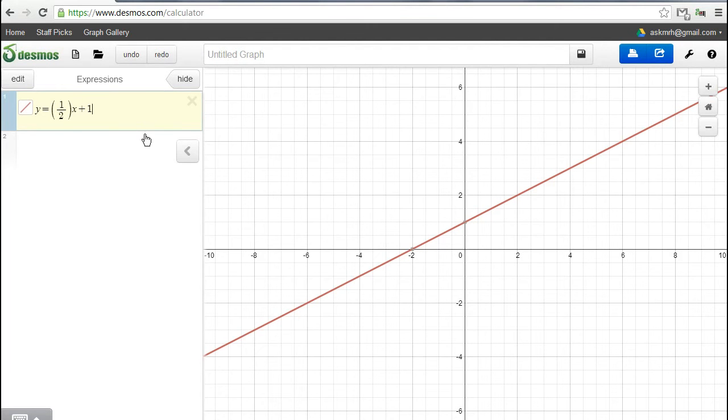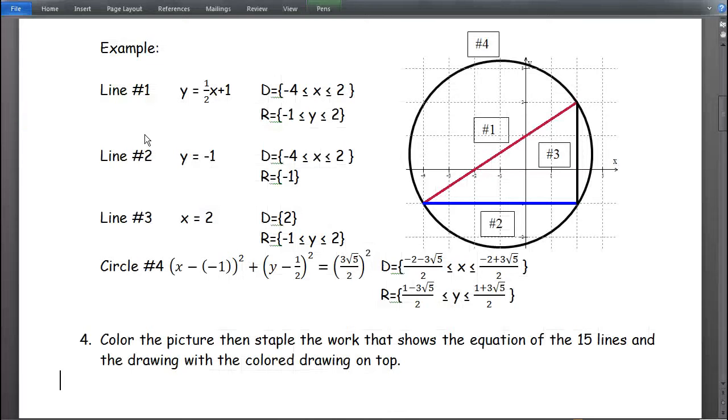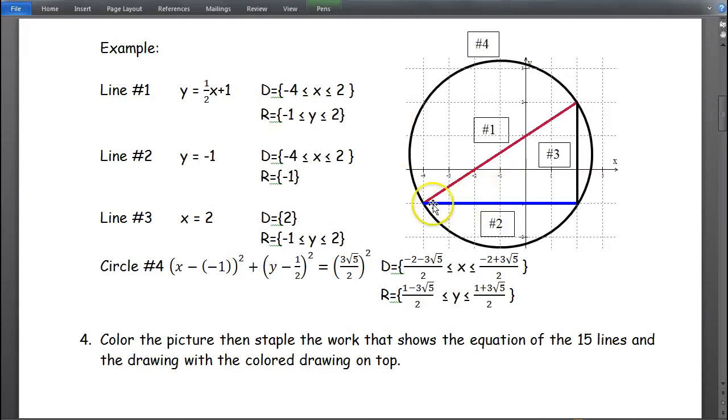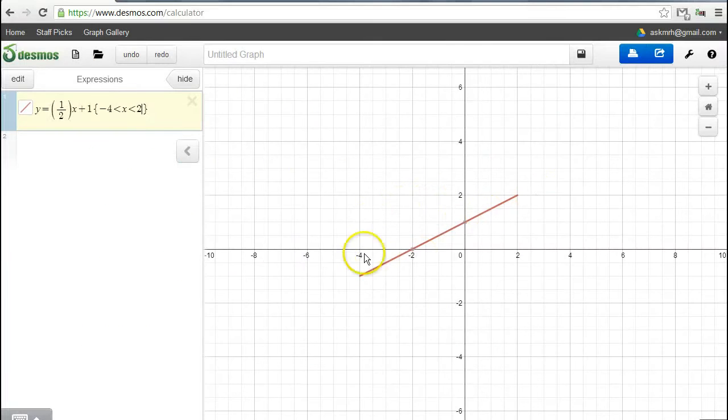So Desmos has a nice way to put the domain. All you have to do is put a brace and look at the domain. We wrote down domain is negative 4 to 2, right? So I'm going to put x is less than or equal to negative 4, and then x, and then 2. There you go. You see how I was able to restrict my domain this way?